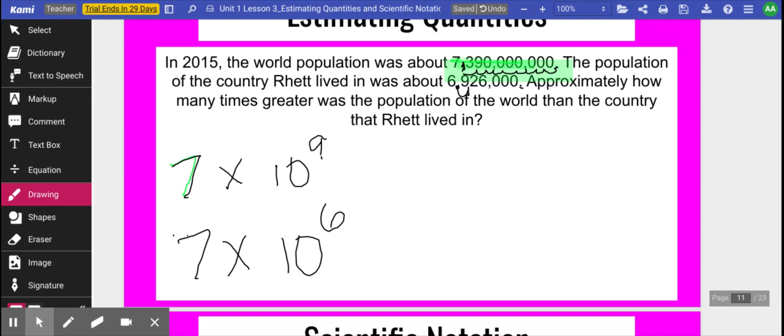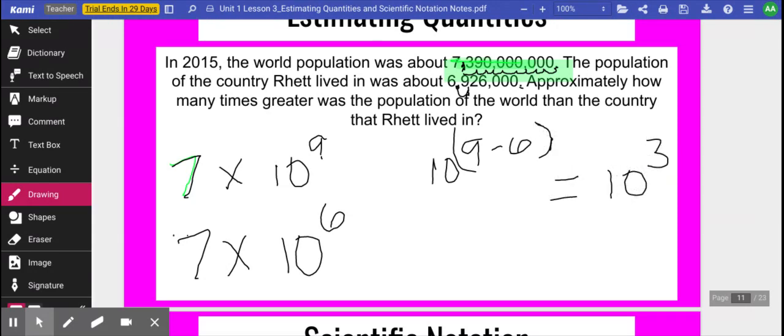Now, it's asking me how many times greater was the population of the world than the country that Rhett lived in. So I know that I need to subtract the exponents in order to find the difference. So I have 10 to the ninth minus 6, which is equal to 10 to the third. So the population of the world is 10 to the third times greater than the country that Rhett lives in.